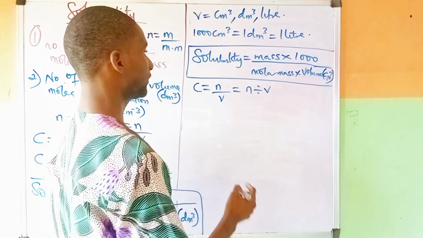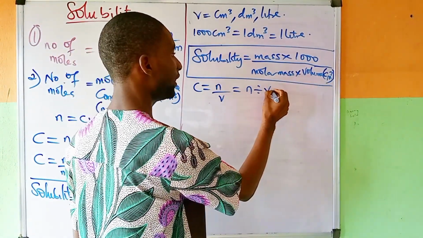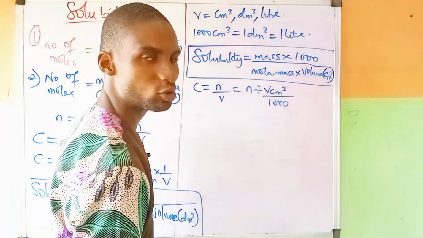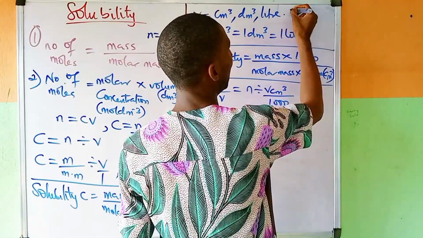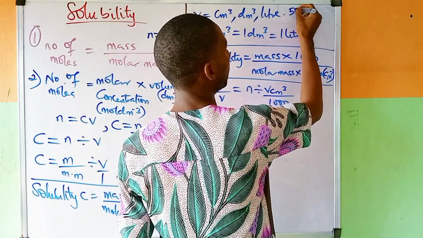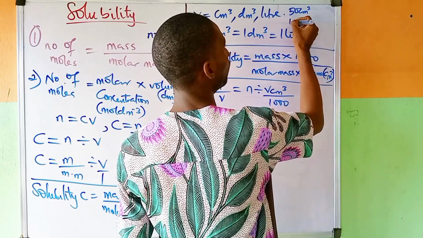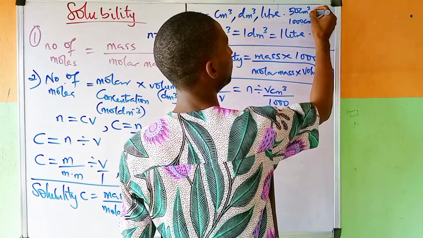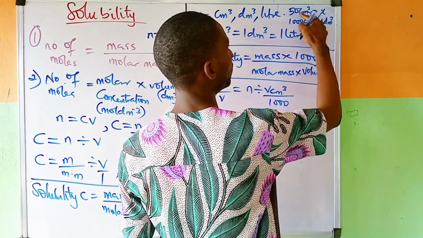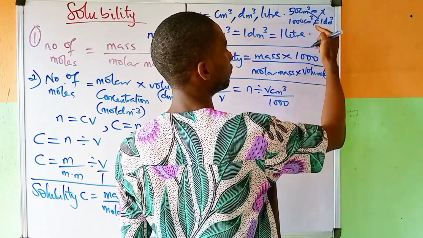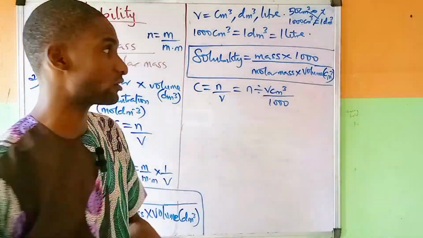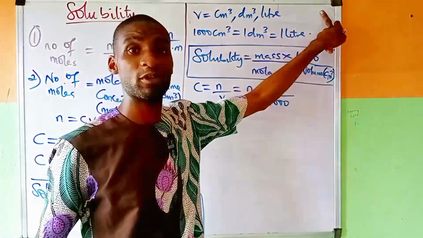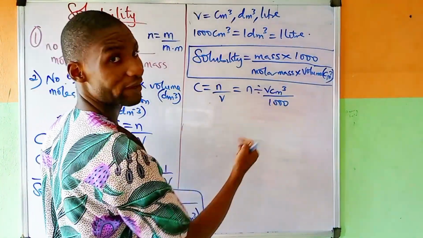Assuming you were giving your V in cm cube, this will be V in cm cube divided by 1000. That's to convert it to dm cube. If you have 50 cm cube, all you need to do is 1000 cm cube equals 1 dm cube. Then 50 cm cube is x. When you cross multiply, you have 50 equals 1000x, so you eventually divide by 1000. So to convert from cm cube to dm cube, you divide by 1000. And that's what we have done here.